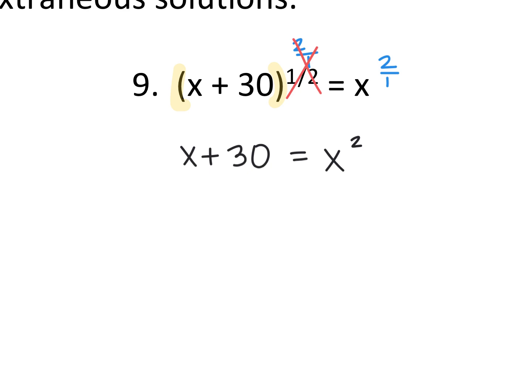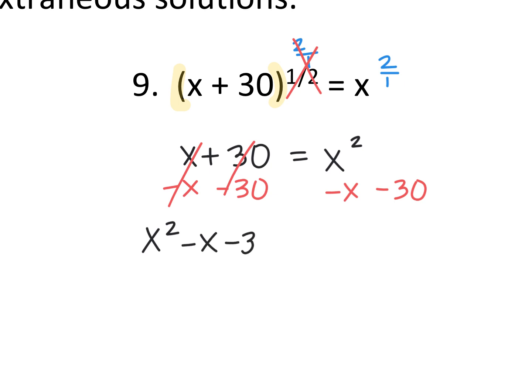And we're going to, now since we have a quadratic squared, we want to move everything over with the x squared so that stays positive. We did this 2 days ago, so subtract the x, subtract the 30. So those go away, and you get it equal to 0, so you can factor it here in a second. x squared minus x minus 30 is equal to 0.